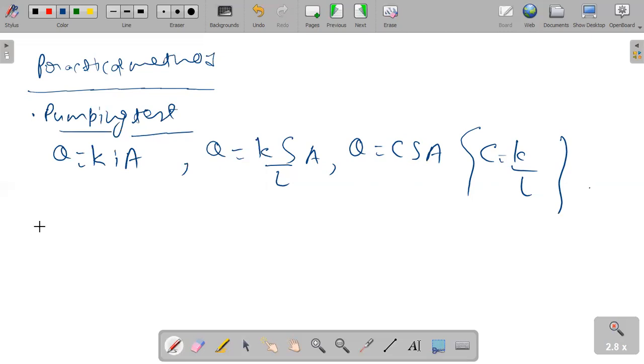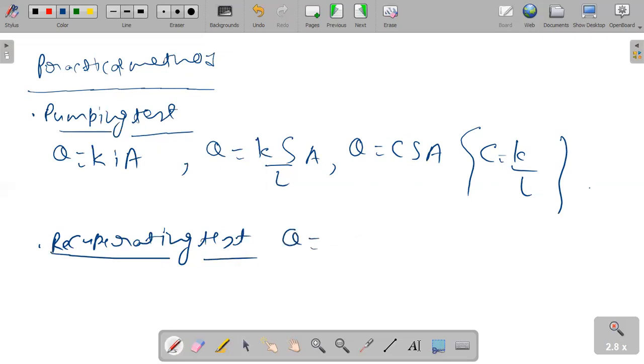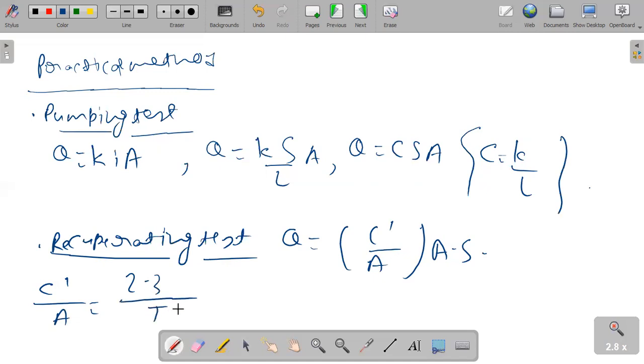Our next test is the recuperating test. In this we have a formula for discharge: Q is equal to C dash upon A into S, where the formula for C dash upon A is 2.3 by T into log S1 by S2 to the base 10.